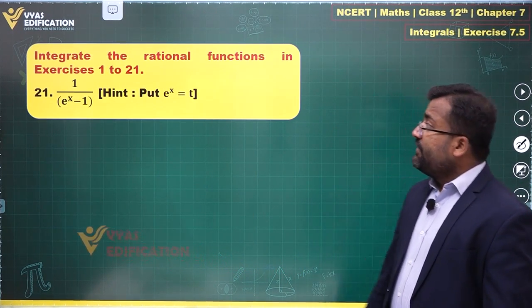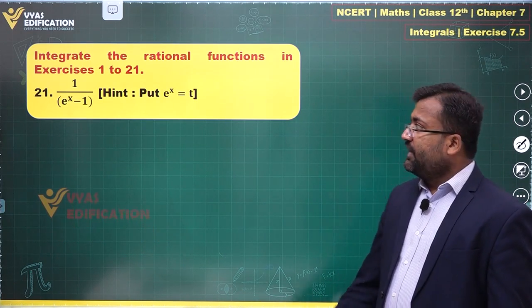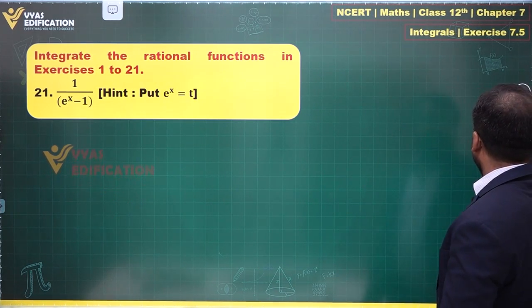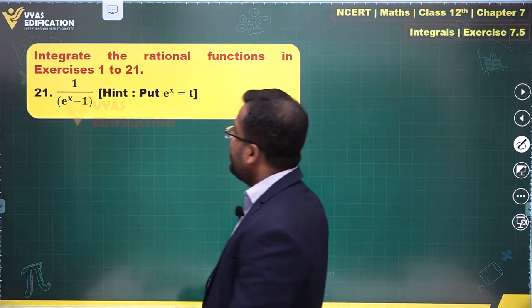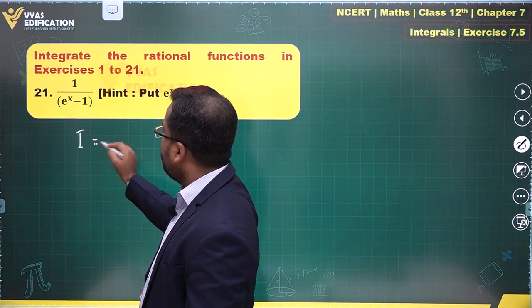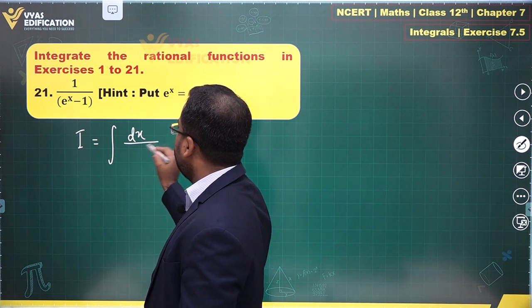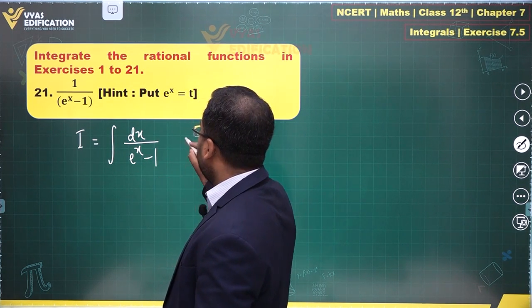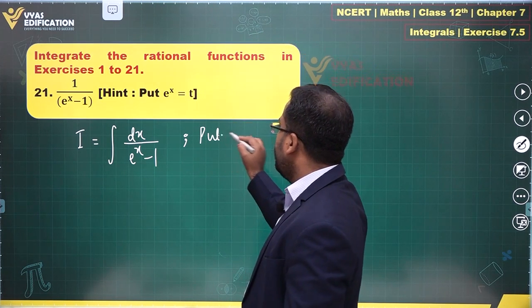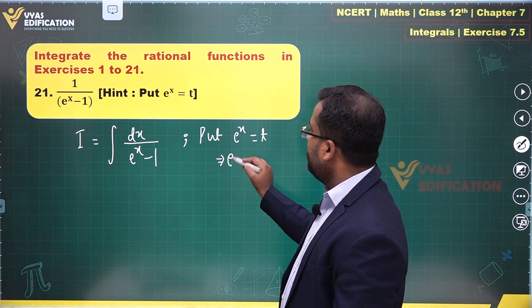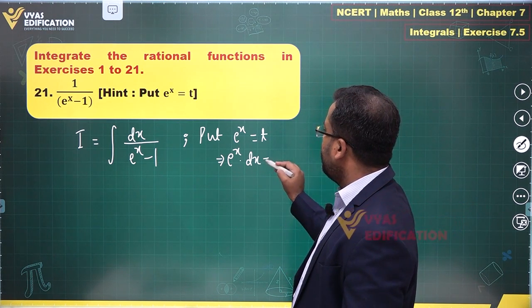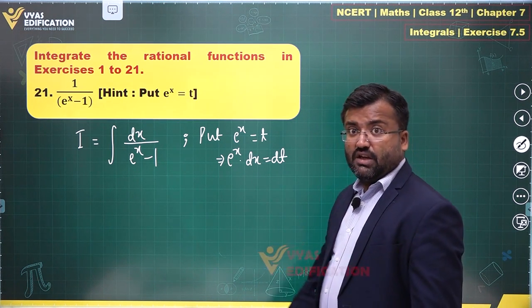In the 21st question, we have 1 upon e power x minus 1, and how do we deal with this? There's a hint given that put e power x equal to t. So I is equal to the integral of dx over e power x minus 1, and put e power x equal to t. What does that tell me? That the derivative, e power x times dx, will be equal to dt.